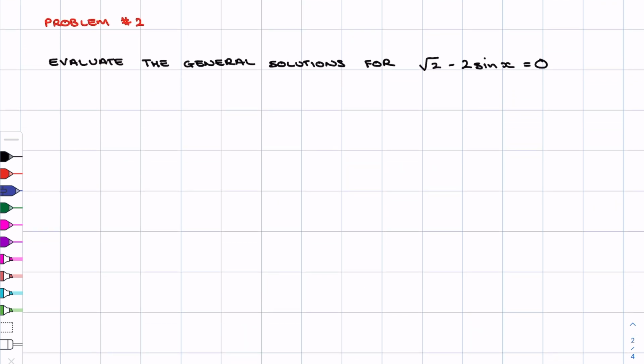Evaluate the general solution for root 2 minus 2 sine x equaling 0. So what I'm going to do first of all is rearrange this equation. If I get sine x by itself, this should be root 2 on 2. That's an identity within our unit circle. So a quick sketch of our unit circle.